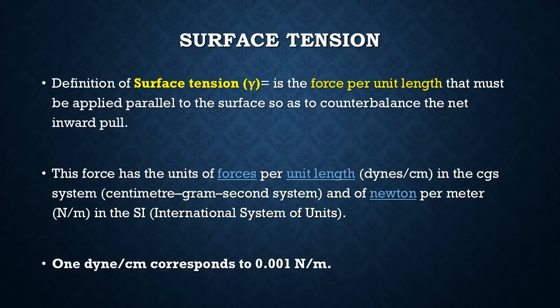So to define surface tension, the definition of surface tension is the force per unit length that must be applied parallel to the surface so as to counterbalance the net inward pull. And this force has the unit of dyne per cm in the CGS system, and it can also be Newton per meter in the SI system.